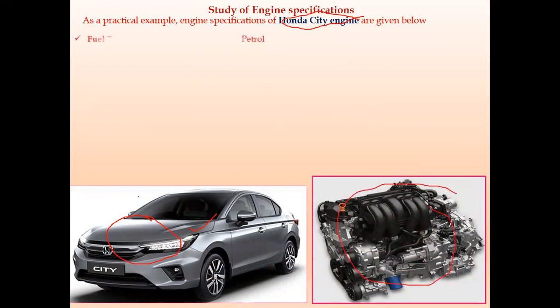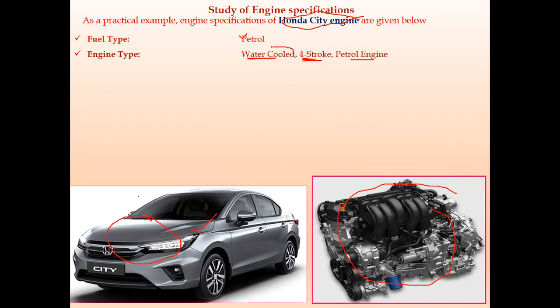For that Honda City engine, the first parameter is fuel type, that is, which type of fuel is used, either petrol engine or diesel engine. Here we use petrol as the fuel. The second specification parameter is the engine type. Engine type is water cooled, so that is the cooling system. Then we have a 4-stroke engine, the number of working strokes, and the fuel type is also mentioned, that is, petrol engine. So we have a water cooled 4-stroke petrol engine.